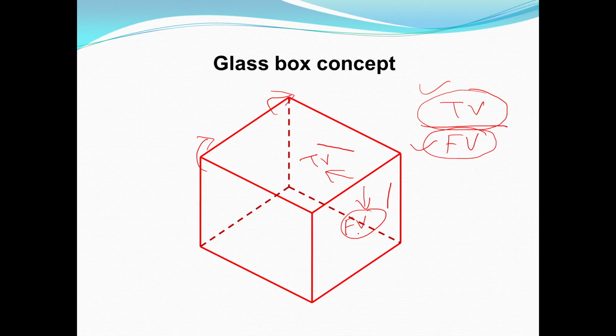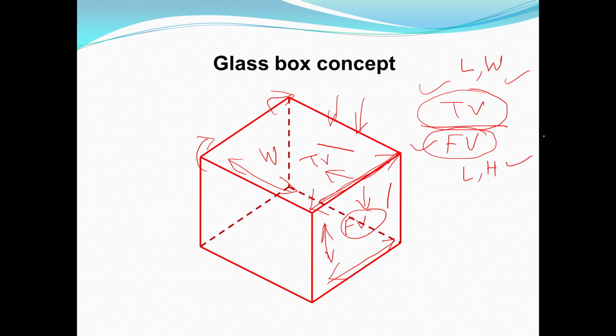So in the front view, what dimensions are required? This dimension is required, length. This dimension is required, height. So for the front view, length and height. What dimensions are required for the top view? You are looking from the top. Which dimensions are required? You can see here the length as well as this width. So for the top view, you require length, comma, width. For the front view, you require length, comma, height. Length, width, and length, height. Okay.